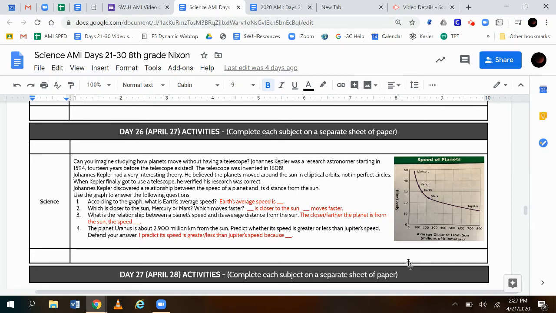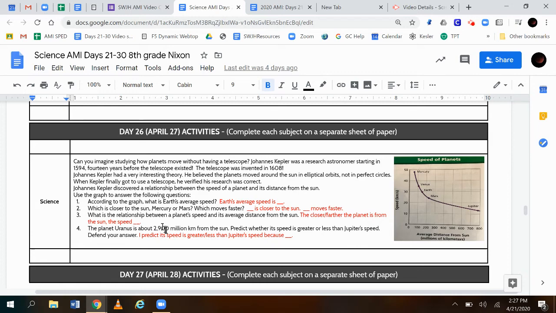Well, let's see. This says average distance from the sun. So we can assume that the sun is going to be over here, right here. 0 is average distance from the sun, right? So we can assume the sun is right here. And then you can figure it out from there.